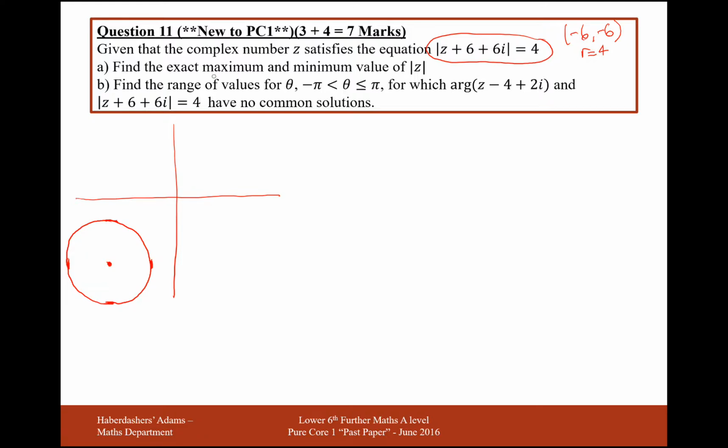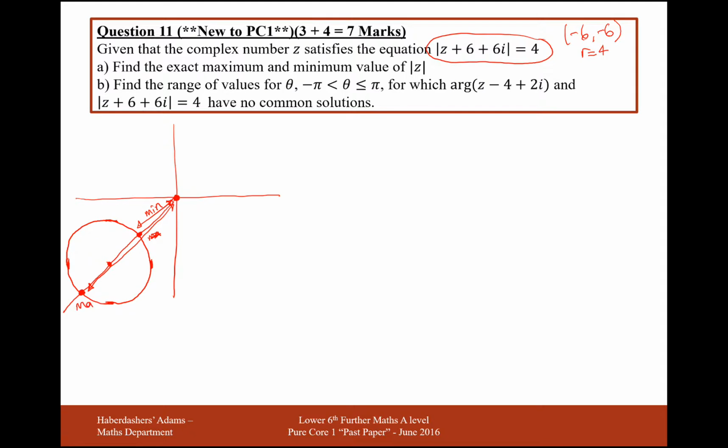What we want to find is the maximum and minimum value of mod z. Now what this means is distance. Anything with a mod in it is distance, the distance to the coordinate 0, 0. The minimum distance from the 0, 0 coordinate to some locus point on this line here is going to be a straight line that would in fact go through the centre of the circle if we carried it on as well. So this distance from here to here is what we're looking for the minimum, and the full distance down to here is what we're looking at when we find the maximum.